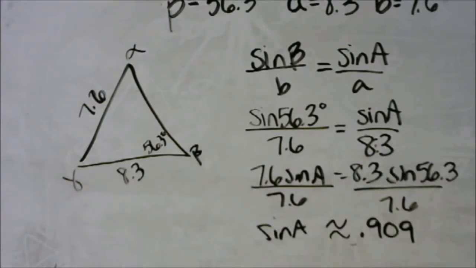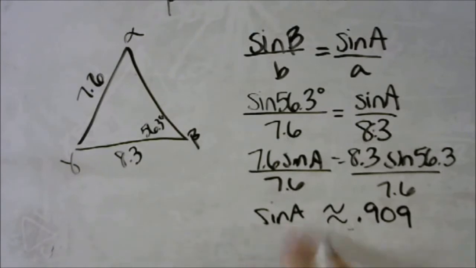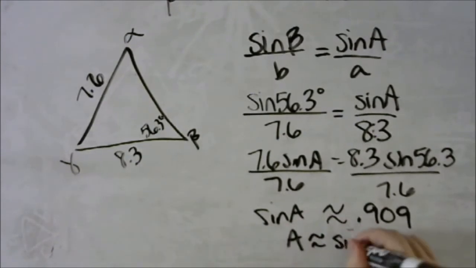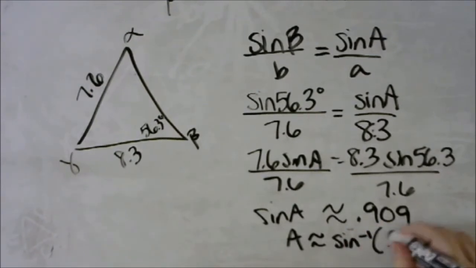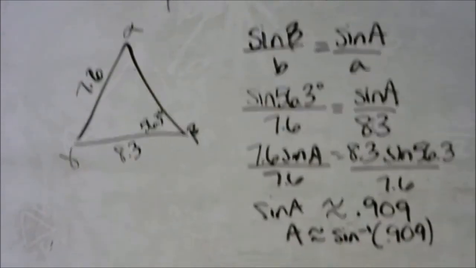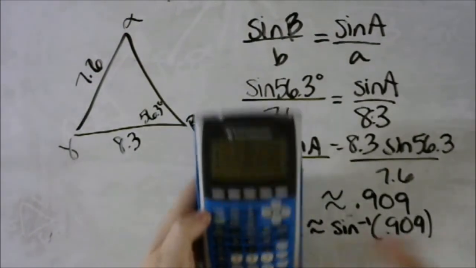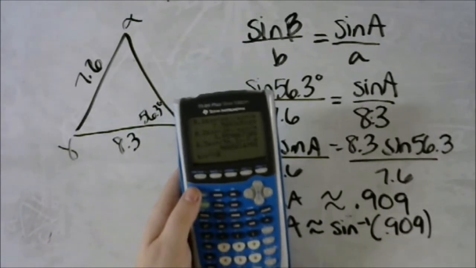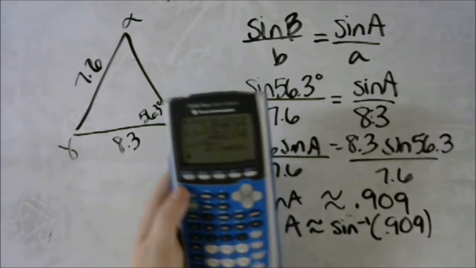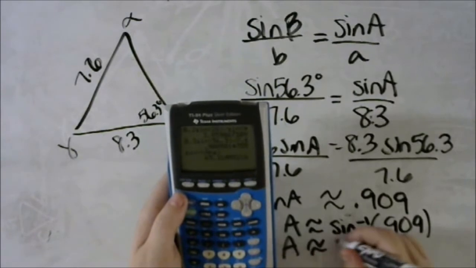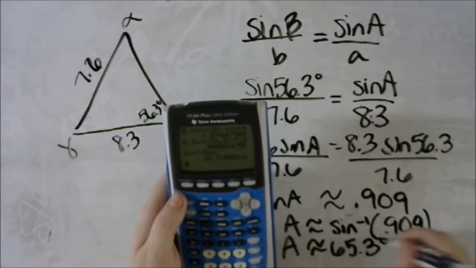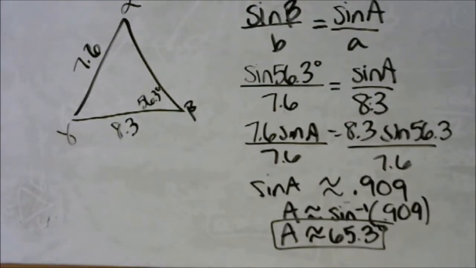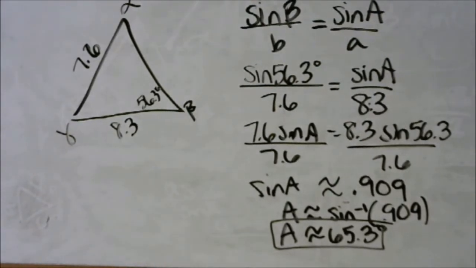As you can see, we don't actually know what angle A is. We know what sine of angle A is, and so we're going to be using our inverse functions. A is equal to the inverse sine of 0.909. And like I mentioned, I'm not actually going to use 0.909. I'm going to use the answer stored in my calculator. So I'm going to do inverse sine of answer. And I find that A is approximately 65.3 degrees. Since my first angle was rounded to the nearest tenth, I'm going to leave this answer rounded to the nearest tenth as well.